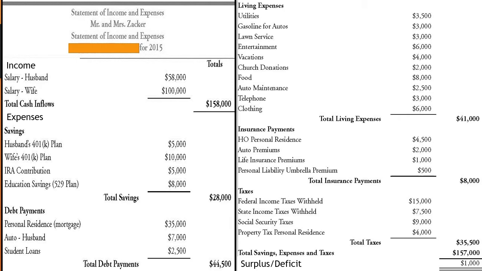So what do they have here under savings? They have a contribution to Mr. Zacher's 401k plan of $5,000, a contribution to Mrs. Zacher's 401k plan of $10,000, a contribution to their IRA account of $5,000, and a contribution to a 529 plan for their kids, that's a college savings plan, of $8,000, or I should say now an education savings plan, because you can use it for either private tuition at, let's say, a private high school or elementary school, or you could use it for college. Okay. Why do people make contributions to these plans?